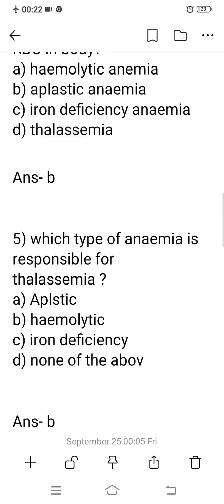Option number D, thalassemia. What do you mean by thalassemia? Actually, thalassemia is a genetic disorder in which the 4 chains of hemoglobin, such as alpha 1, alpha 2, beta 1, beta 2, are not properly formed or abnormally formed. When alpha chains are not formed, that is called alpha thalassemia, and when beta chains are not formed, that is called beta thalassemia.